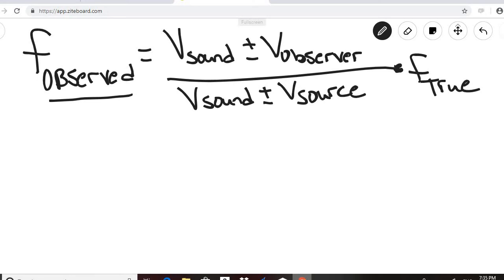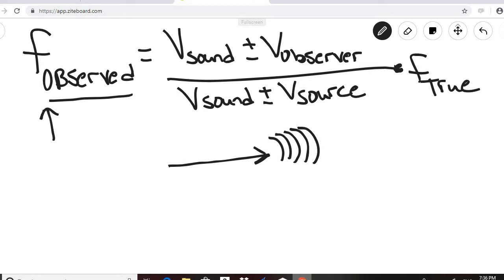And then we look at the observer and the source. So what do these plus and minuses mean? Well, you're either going to add or subtract the velocity of the observer or the velocity of the source. And to determine which of those to do, you just have to reason your way through it. Let's look first at the velocity of the source. If the source of the sound is moving toward the observer, what's going to happen? Those waves are going to bunch up, right? So that means you are going to hear a higher pitched sound. Well, how do you hear a higher pitched sound? It means a higher frequency.